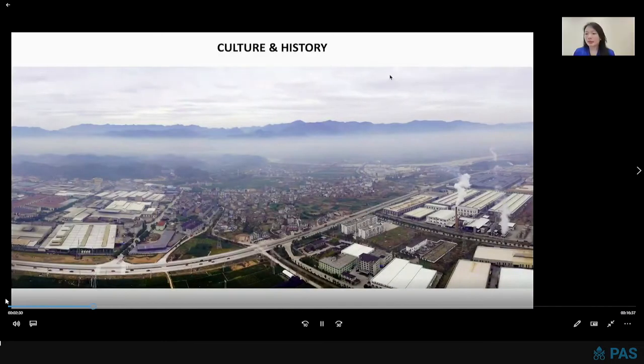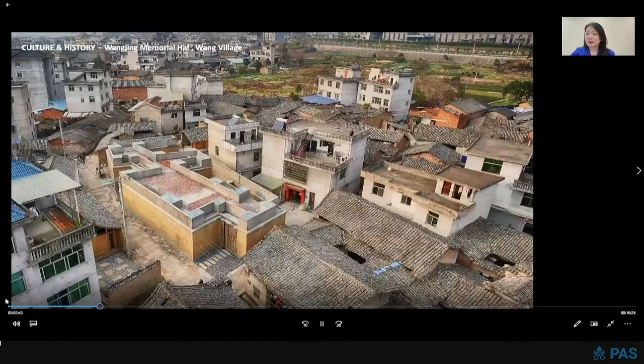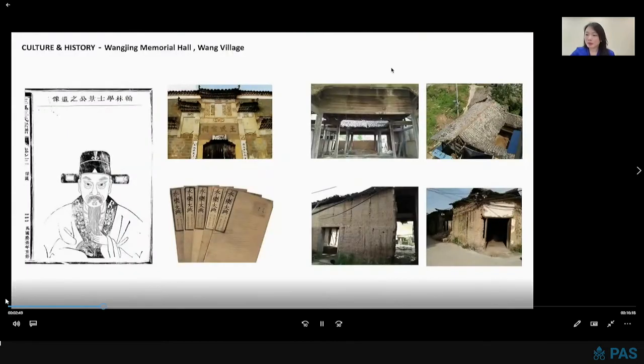For example, the culture and history can restore the legacy of the ancient Wang village that has been totally surrounded by modern factories since the 90s. A new memorial hall in the heart of the village is dedicated to the ancestor Wang Jing, the imperial scholar from Ming Dynasty, to restore the pride and honor.